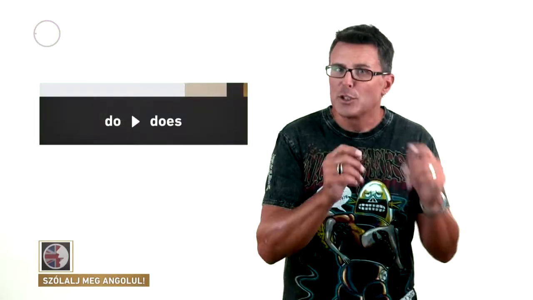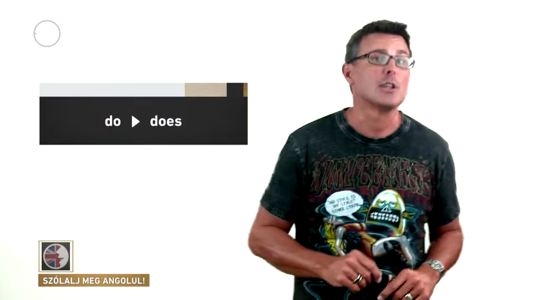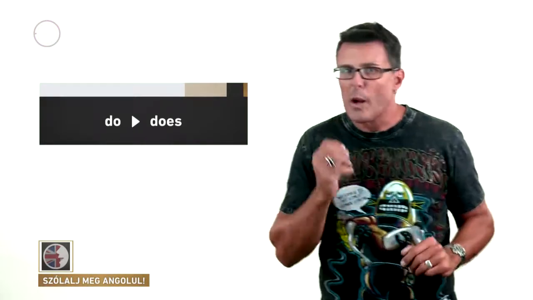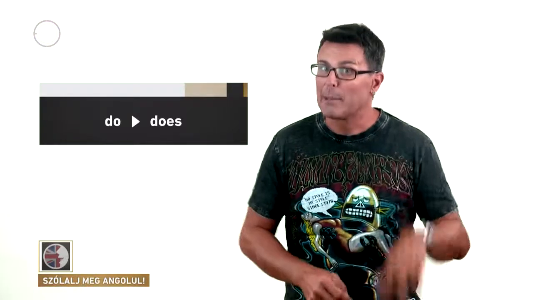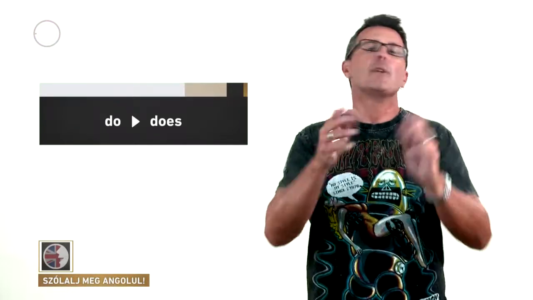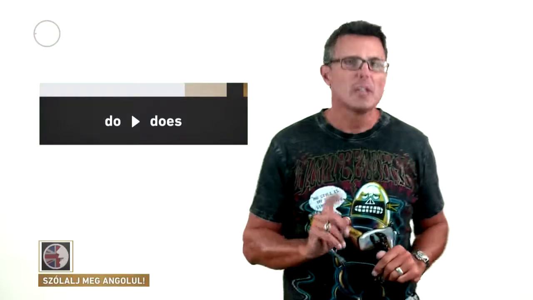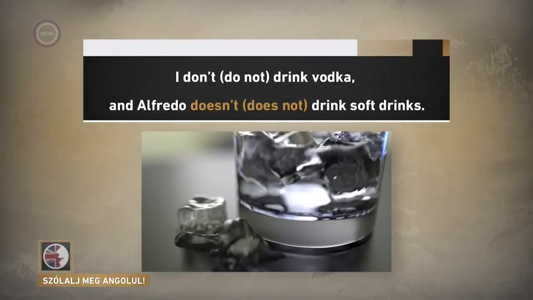We remember that do changes to does in the third person singular, and so when we're making a negative sentence using a verb in the present simple and we're talking about the third person singular, then we have to use does, not do. I do not drink vodka, and Alfredo does not drink soft drinks.